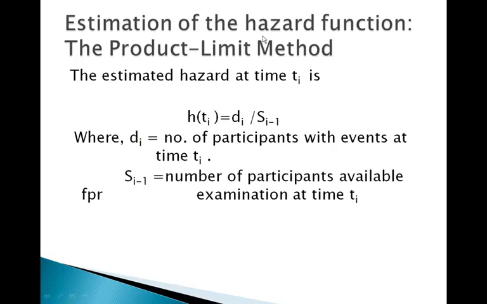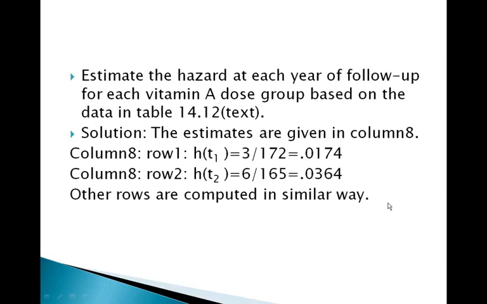So for the estimation of the hazard function, using a similar method, the estimated hazard at time t sub i is equal to d sub i divided by s sub i minus 1. So d sub i, what was this again? This is the number of participants with events at t sub i, and s sub i minus 1 is the number of participants available at examination at time t sub i.